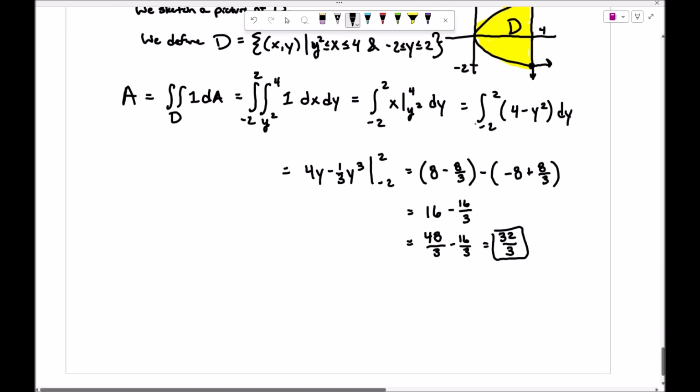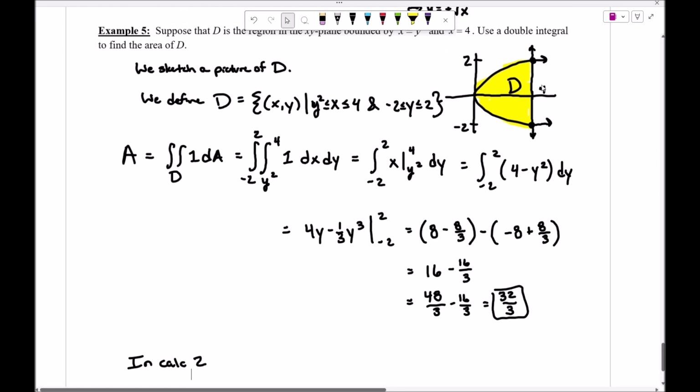And you might recall that in Calc 2, we would have set this up by thinking about our region as having a left bound and a right bound, and then we would integrate with respect to y. Or we could have seen our region as having a top function and a bottom function, and then we would have integrated with respect to x. So in this case, we would have imagined the region like this. We could have imagined approximating rectangles moving across it in a horizontal fashion, and so we would have thought about this region as having a left edge and a right edge.